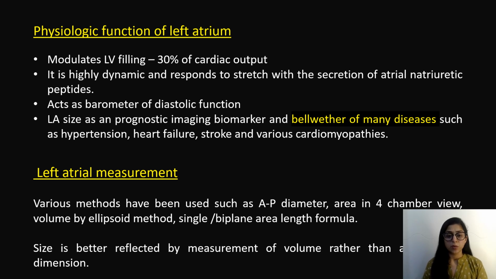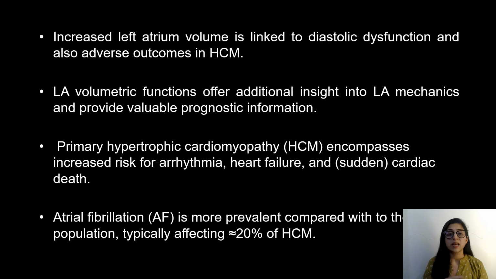Left atrium measurement: various methods have been used, such as AP diameter, area in four-chamber view, volume by ellipsoid method, and single and biplane area length formula. Size is better reflected by measurement of volume rather than area or linear dimension. Increased left atrial volume is linked to diastolic dysfunction and also adverse outcomes in HCM. LA volumetric functions offer additional insight into left atrium mechanics and provide valuable prognostic information.